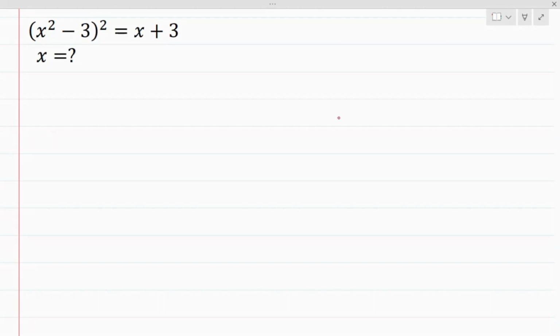So right here guys, we have this algebra problem and we are to find the value of x. I'm going to share with you two methods that you can actually use to solve this. So let's dive into method 1.